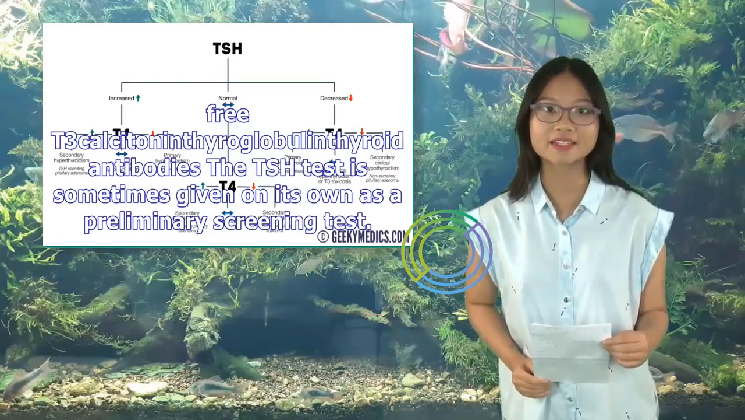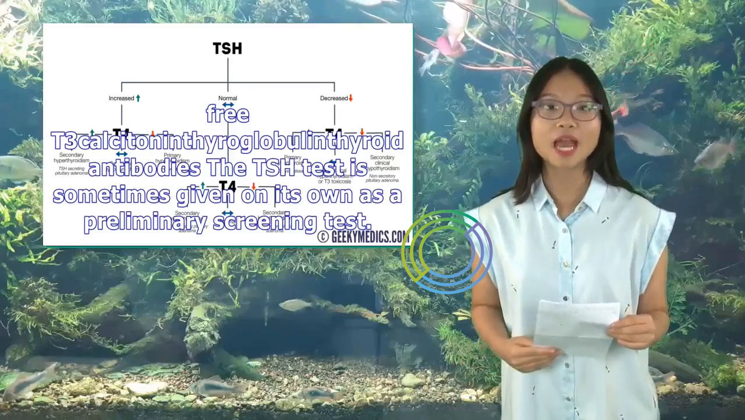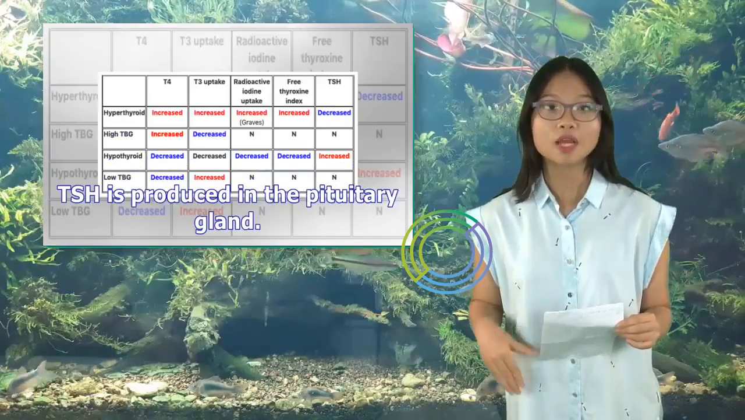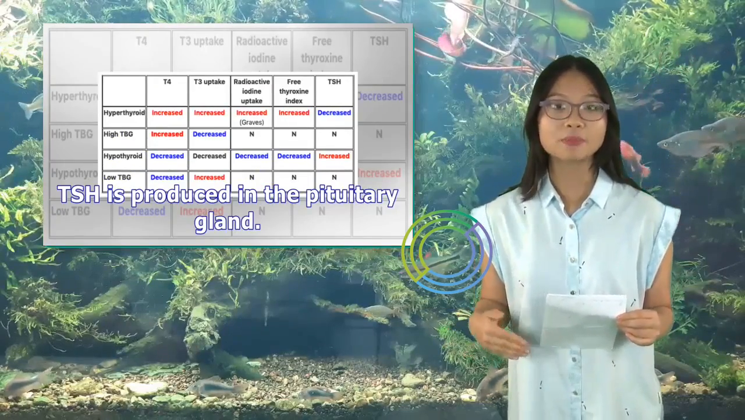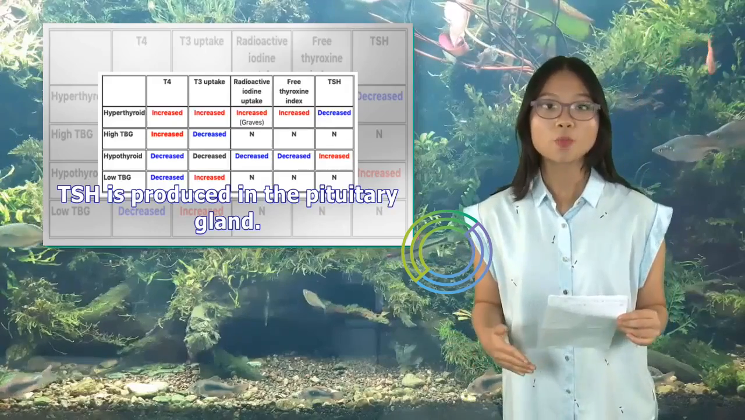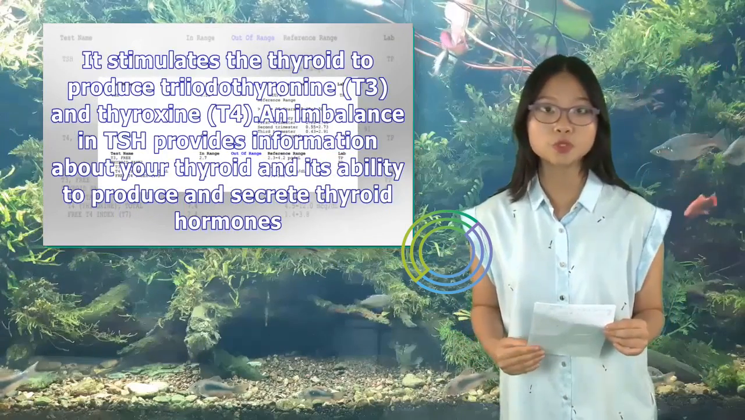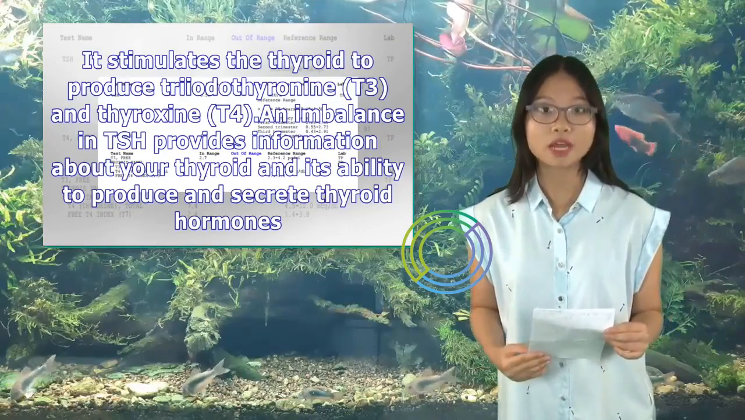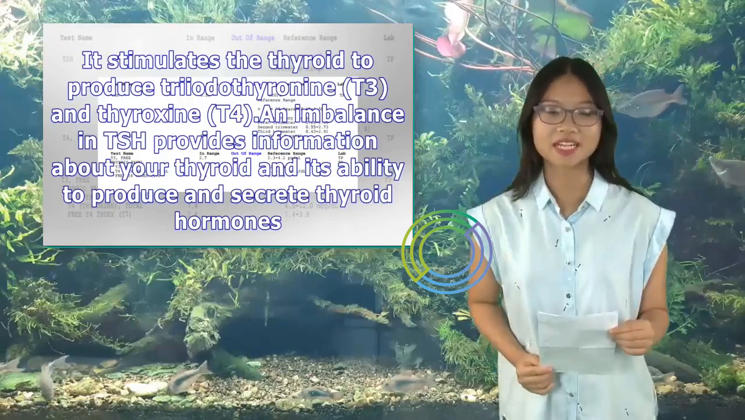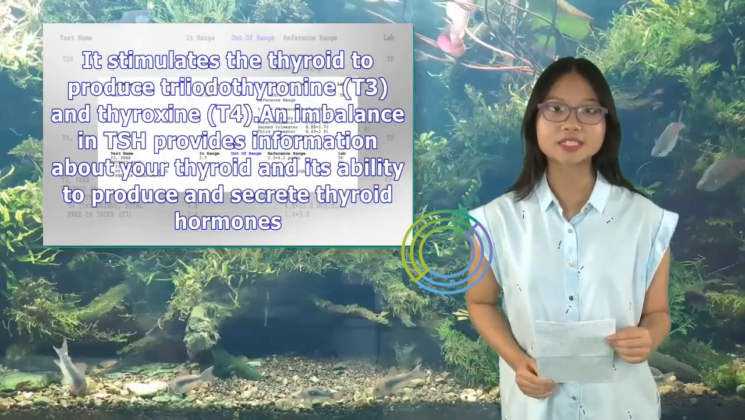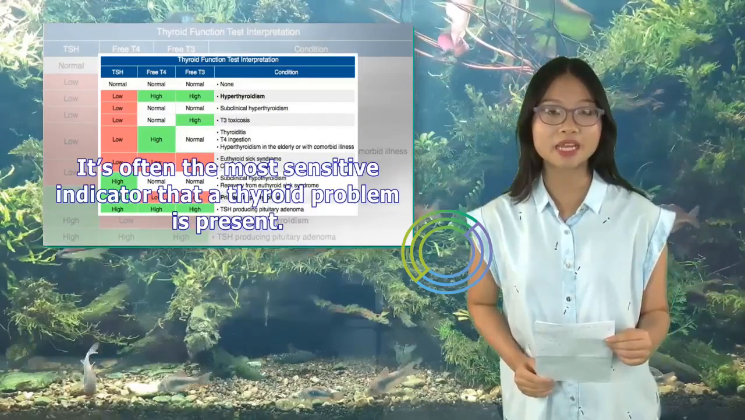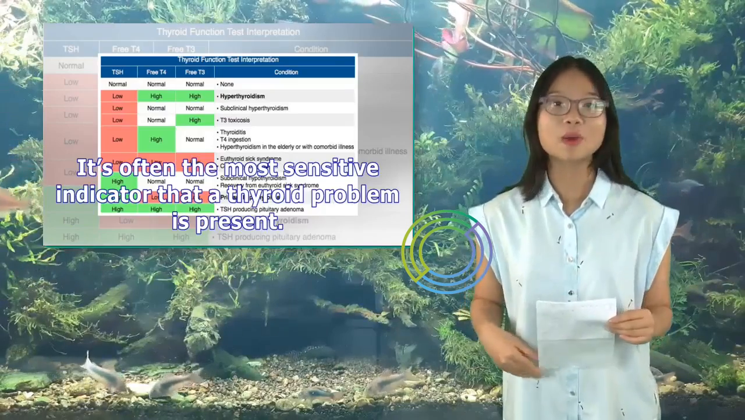The TSH test is sometimes given on its own as a preliminary screening test. TSH is produced in the pituitary gland. It stimulates the thyroid to produce triiodothyronine, T3, and thyroxine, T4. An imbalance in TSH provides information about your thyroid and its ability to produce and secrete thyroid hormones. It's often the most sensitive indicator that a thyroid problem is present.